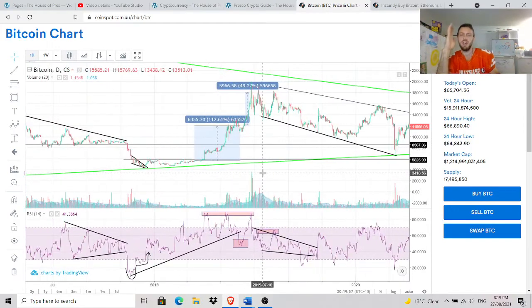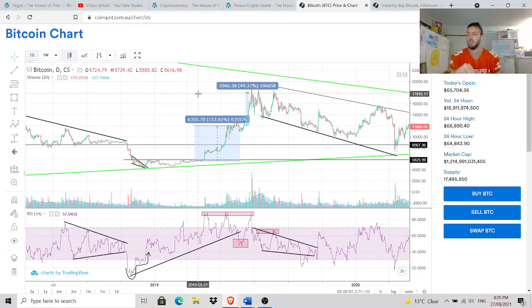So the ability to read the RSI hand in hand with price action is very, very important. That's why I call it an indicator. The RSI is a leading indicator because it measures momentum and it points you in the direction of what's likely to happen next. It's very handy.